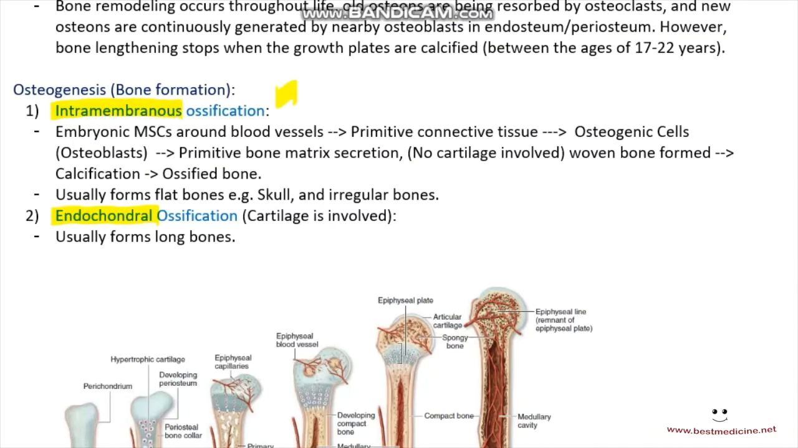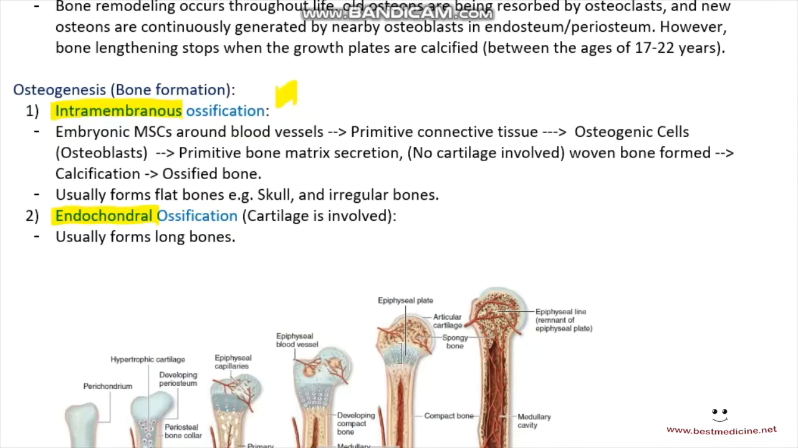We have intramembranous ossification, which only occurs inside the human embryo, in which there's no cartilage involved, of course. What happens is that there are embryonic mesenchymal stem cells, and they are present obviously around blood vessels, and when the embryo reaches the stage of bone formation, these mesenchymal stem cells relocate to places where the bone would be formed.